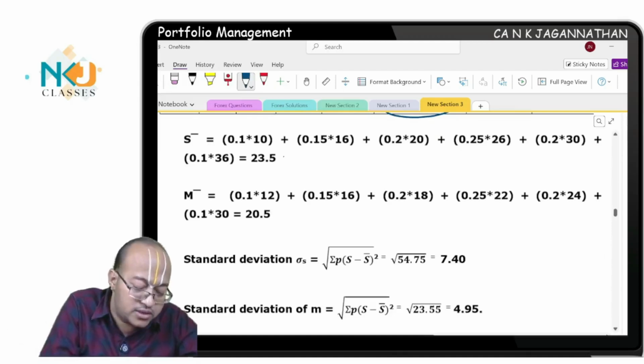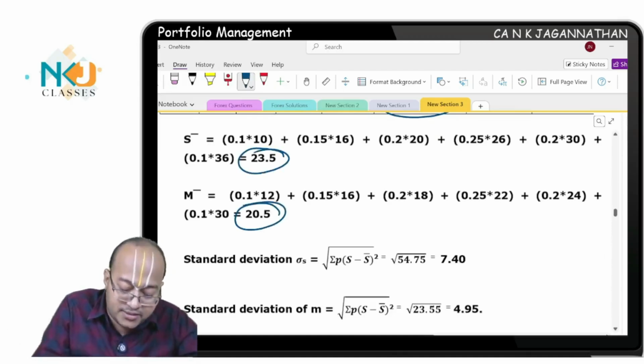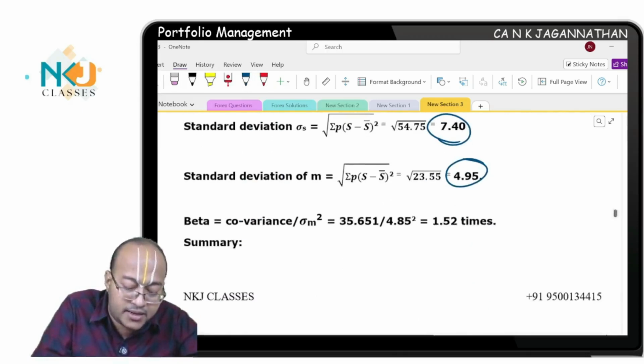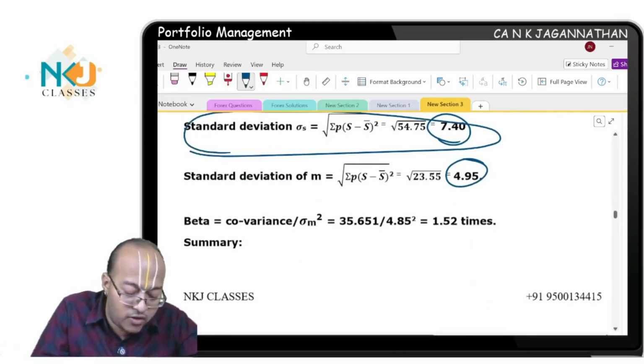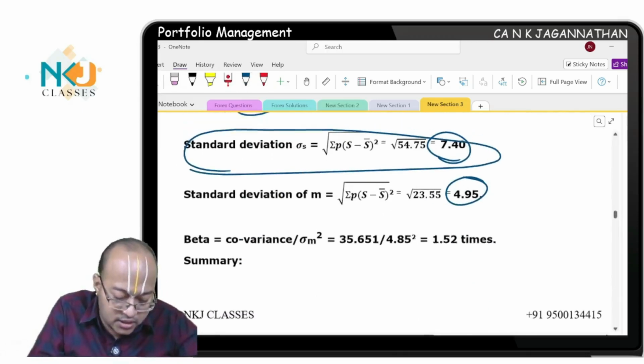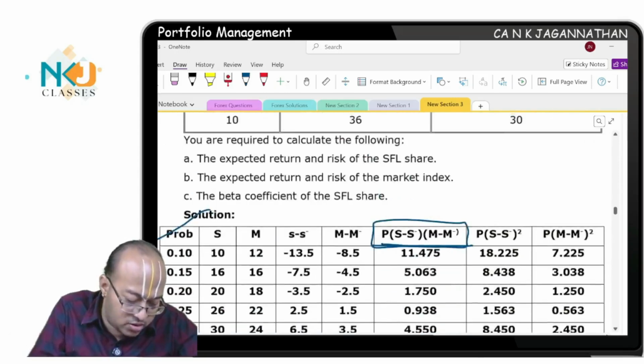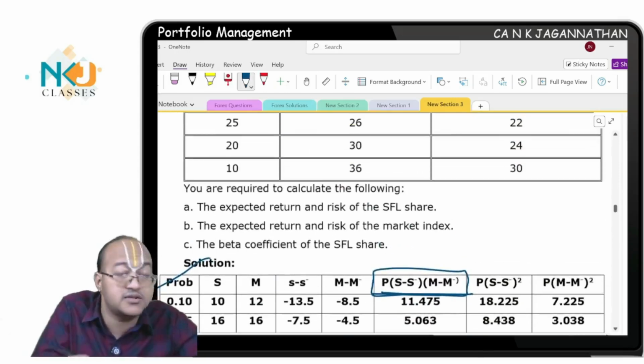Then you can find out the x bar, then m bar, then standard deviation of x, and m. Here they have computed standard deviation of m also. Why? Because they have specifically asked in the question, so they have computed. Only do the computation when it is necessary.